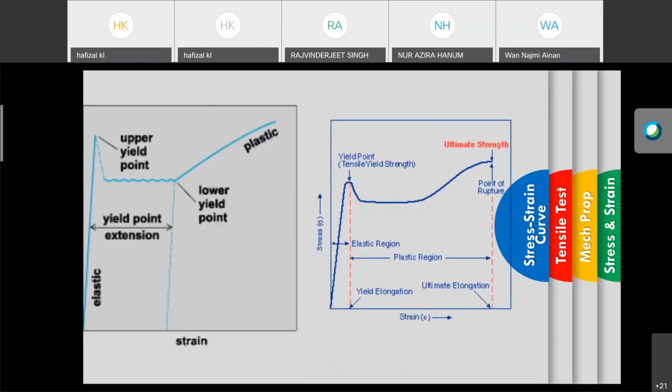So there are several terms that can be discussed. Some of the terms: the steel deformation is something like this. At a certain point, it goes from the elastic to the plastic deformation. We have the upper yield point extension and lower yield point. Certain materials behave something like this. So we have the term yield point. We have elastic region, plastic region. We have ultimate strength or maximum strength, or maximum stress, something like this. And then the elongation, the ultimate elongation.